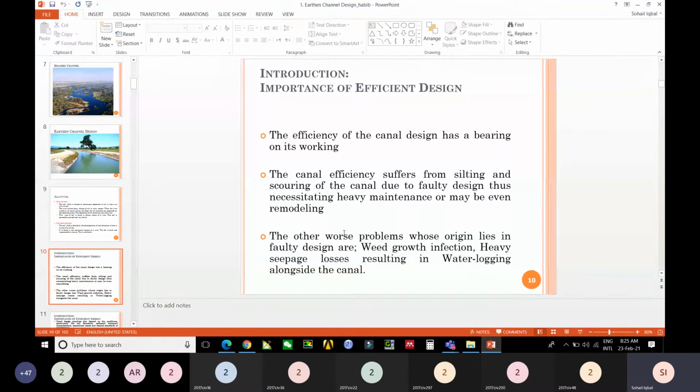So the canal efficiency suffers from silting and scouring. What is silting? Deposition of sediments, or deposition of silts. Yes. And scouring. What is the difference between scouring and erosion?